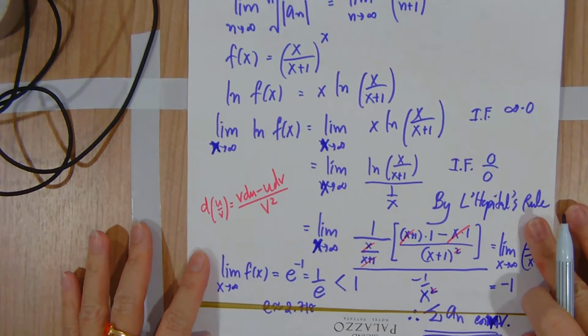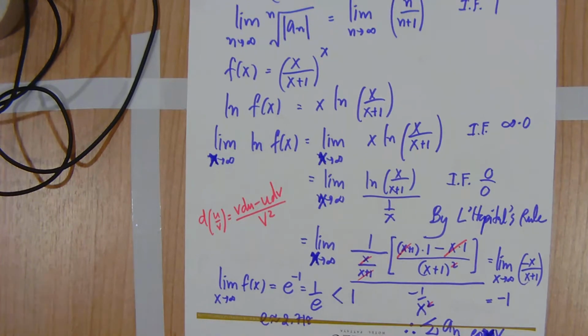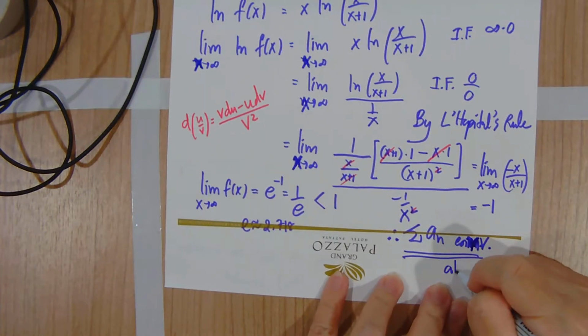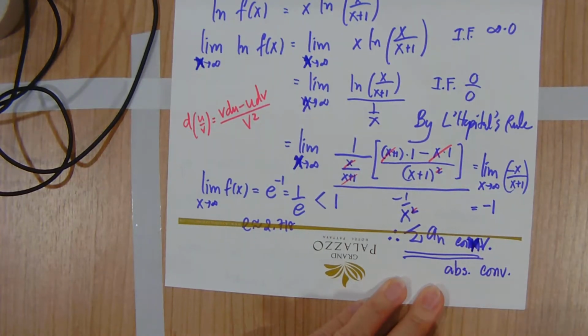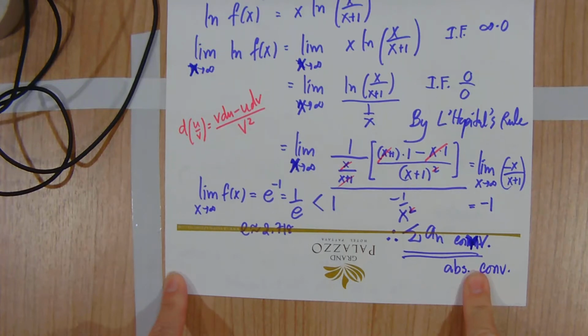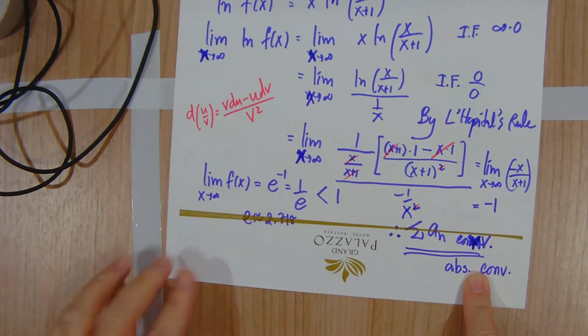Okay, so you can practice more and see other techniques. When you have a factorial, think about the ratio test, which has the same property as the root test. When your limit is less than 1, it converges, and also converges absolutely. And when the value of the limit is greater than 1, the series diverges. But if it's equal to 1, you cannot use the root test or ratio test; you have to use other methods to test that.